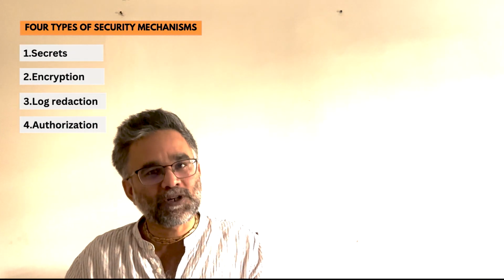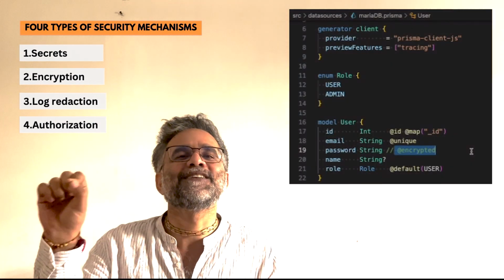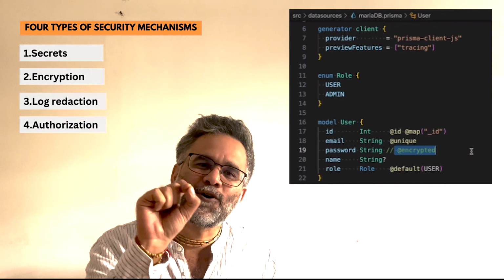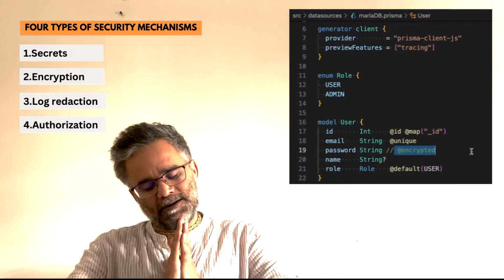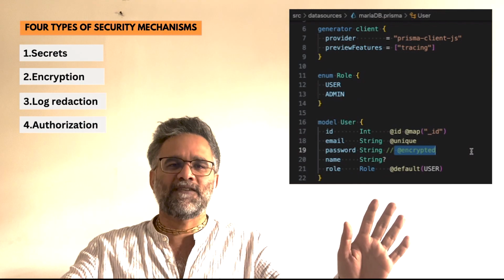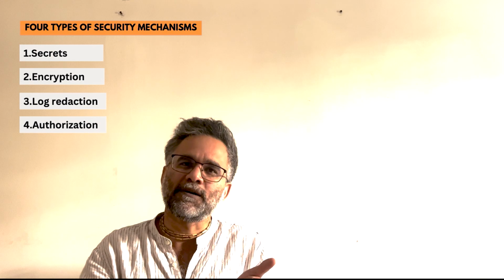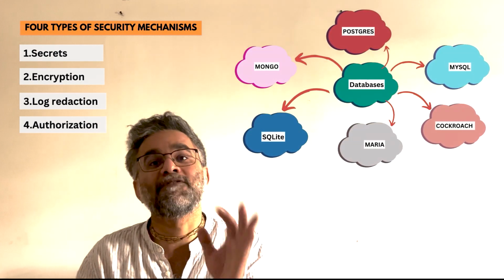So in Godspeed, what we do is simply mark @encrypted in front of your database column model definition in the Prisma syntax. And the DB will basically get encrypted storage of that field, in all popular databases: Postgres, MongoDB, MySQL, CockroachDB, MariaDB, or even in Elasticsearch.